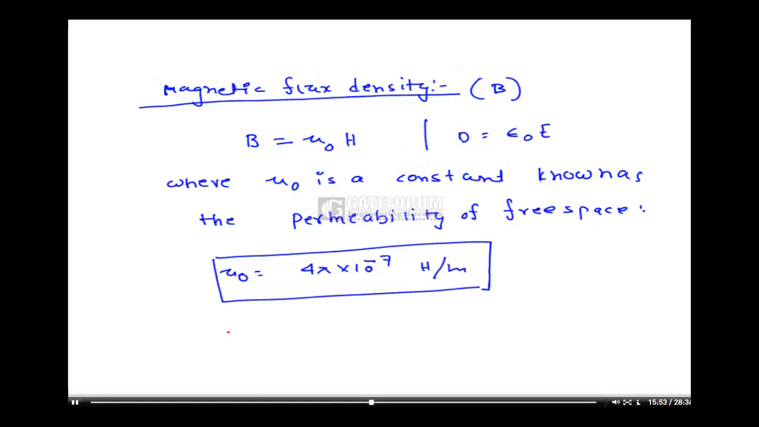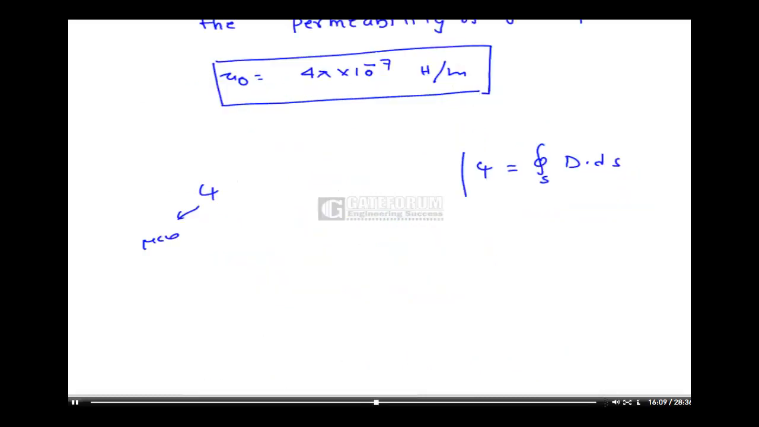We know that electric flux is given by integration over S of D dot dS. If you apply the analogy, here magnetic flux, psi, is given by integration over S of B dot dS. So that is the magnetic flux.